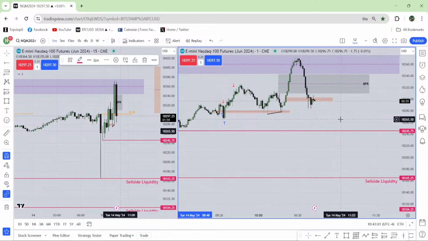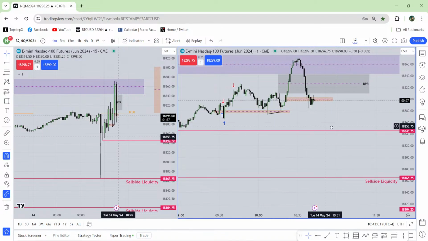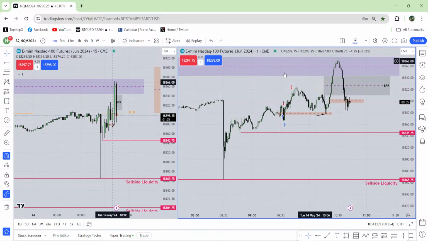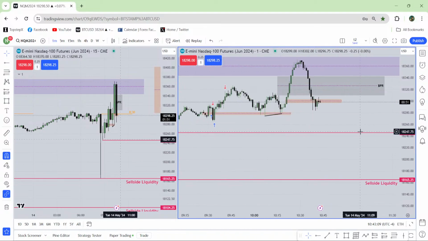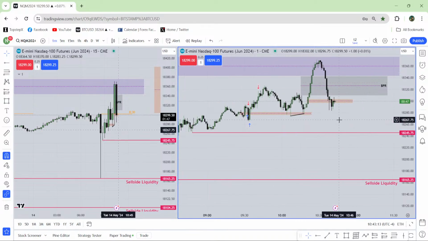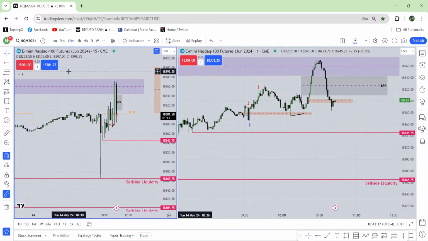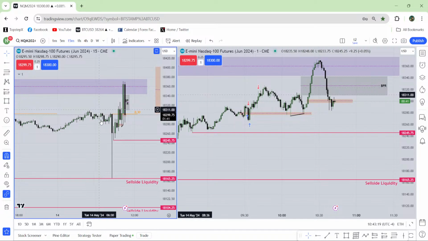But there can be a consolidation now, because market has done its job for today. Liquidity has been taken, sell side liquidity has been taken, buy side liquidity has been taken. Everything is taken. So it can be a consolidation day, but still we will see. I will try to find out a setup. If you look over here on the 15-minute chart, nothing at all.